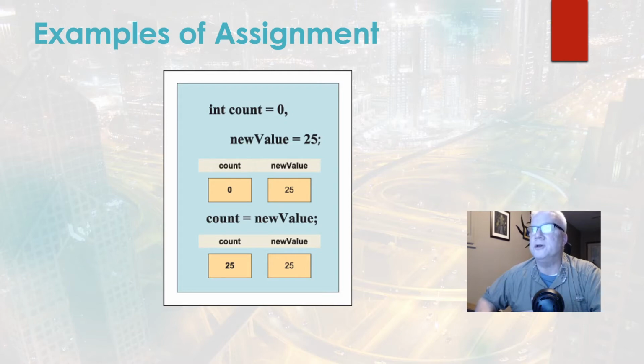Here's another example of an assignment. If you look down there, int count equals 0. New value equals 25. So count is 0. New value is 25. If count equals new value, both count and new value now equal 25. I think this is pretty easy to understand, this whole assignment way of doing this. But in this case, we're using a variable and putting the value of that variable into another variable.